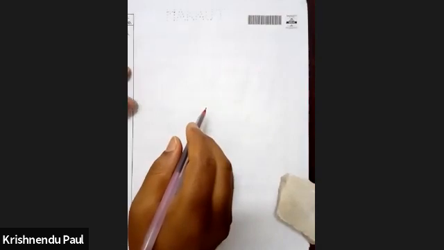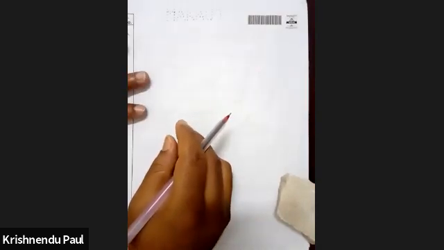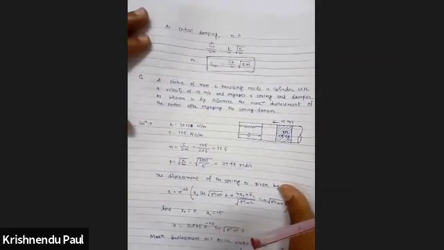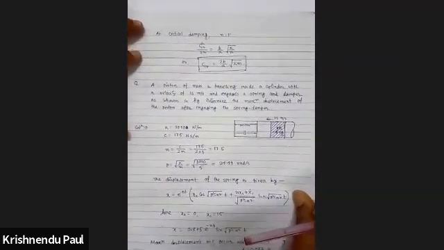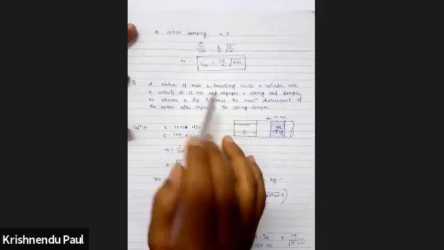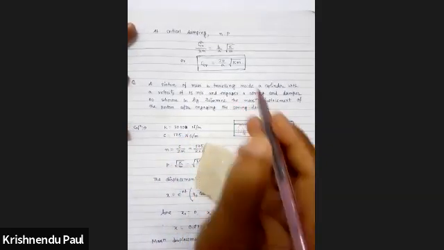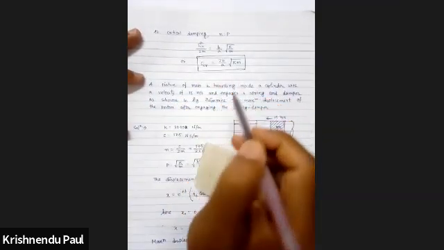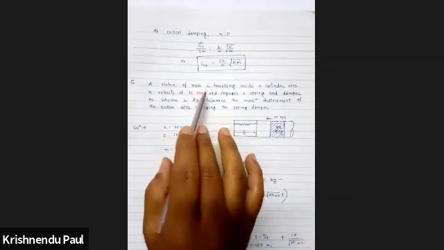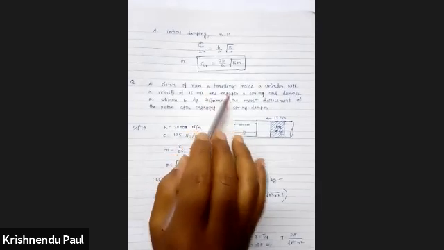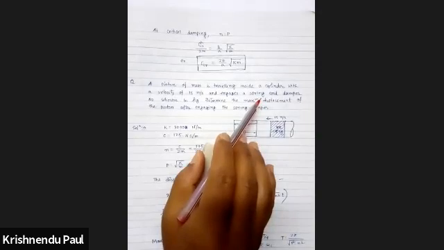So write the next question. I am showing the question. You just copy it. From my note, I have shown you: a piston of mass m. So m is not written here. A piston of mass m equal to 5 kg is traveling inside a cylinder.